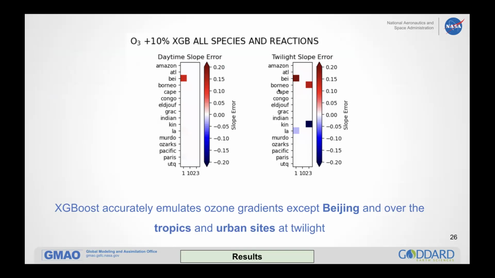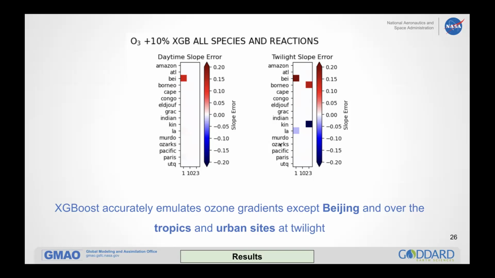For ozone, we removed the stratosphere from our training because of the huge difference in ozone chemistry in the stratosphere versus the troposphere. Hence there's only three model levels: the surface, and then the remainder of the troposphere. And then these plots show the error in gradient predictions of XGBoost as compared to the KPP standalone box model. So ozone XGBoost does a great job over all the sites, except has a pretty significant overestimate over Beijing, an overestimate over Borneo in the upper troposphere, and then underestimates in two urban areas, Kinshasa and Los Angeles.